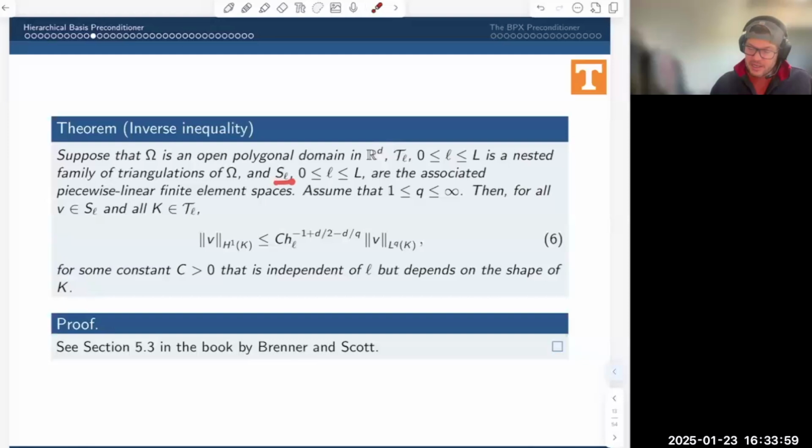Like for example, this space SL or VL. VL and SL are the same spaces. VL differs from SL only in one point. So VL is SL, but where I restrict the functions to be 0 on the boundary. So let me write that out. VL is just equal to the finite element functions in SL such that when I restrict them to the boundary, they're identically 0. Otherwise, they're the same functions. But they are finite dimensional, no matter what.